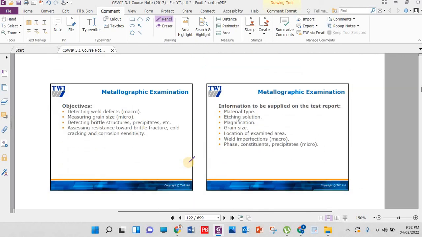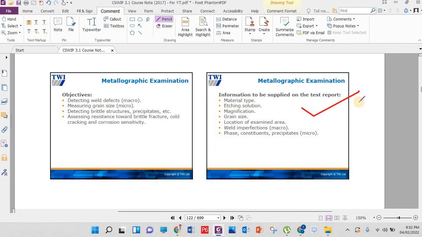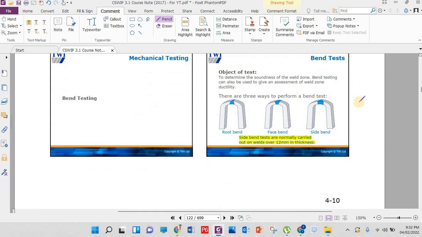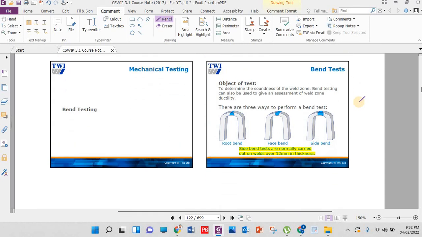Okay, metallurgical examination. What is detection of weld defects? You don't need to remember these things, no problem at all. Then we have mechanical testing. Bend test. In bend test, we have three types of test: root bend, face bend, and side bend. Very interesting, in two numbers in the paper.